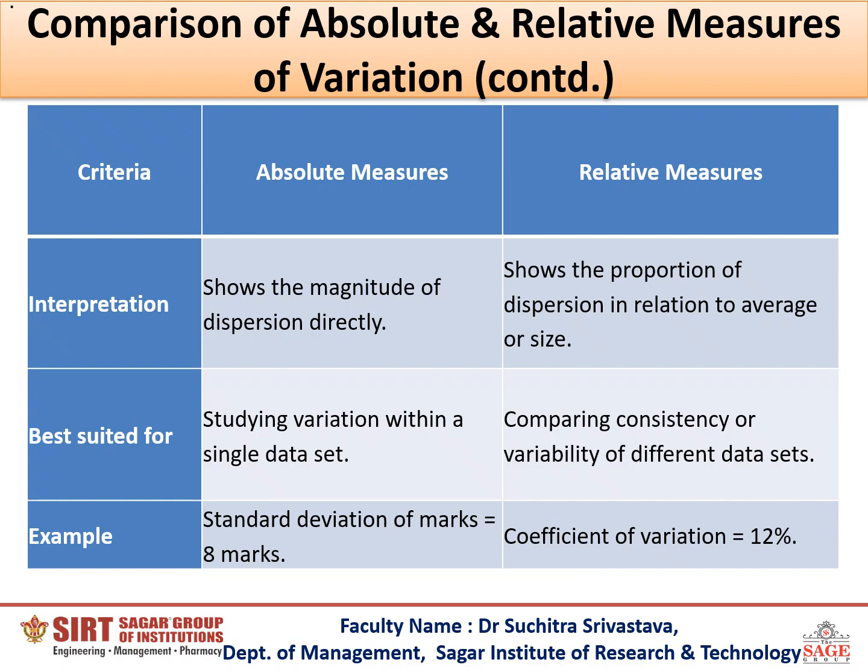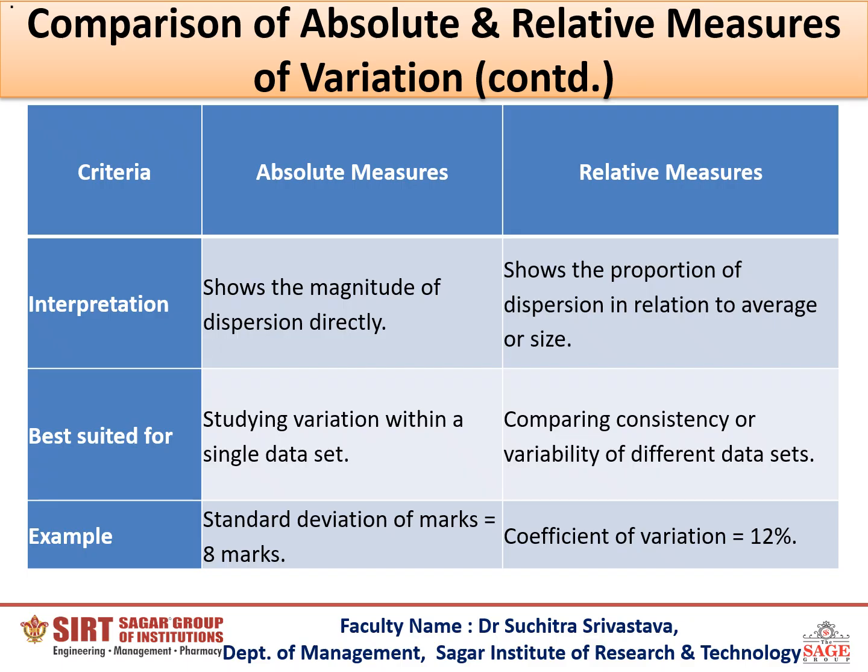Now, let us see where it is suited or applicable. Now, absolute measure is used for studying variation within a single data set, whereas a relative measure is used for comparing consistency of variability among different data sets. Now, an important thing is that these data sets could be expressed in different units of measurement.